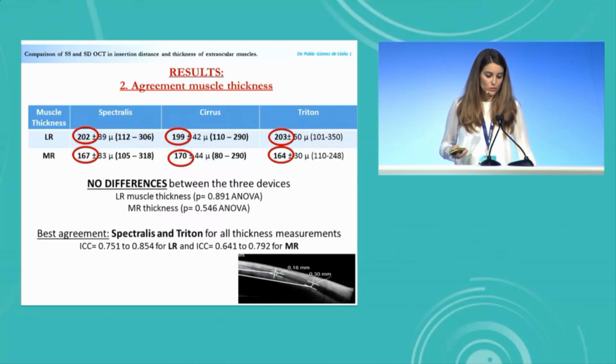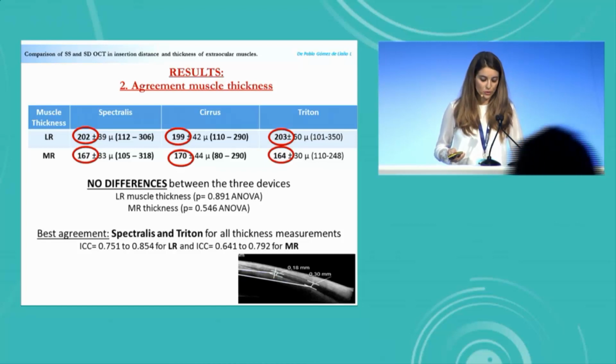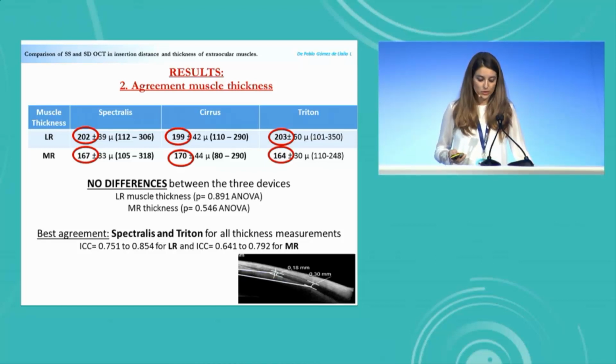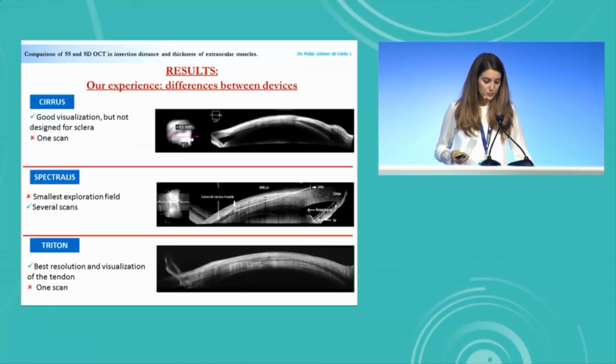Regarding the lateral rectus thickness, the mean was about 200 microns. Meanwhile, for the medial rectus, the mean was from 164 to 170 microns. There were no differences between the three devices, and the best agreement was also shown between Spectralis and Triton.